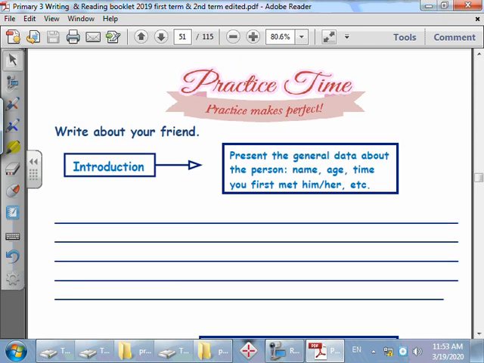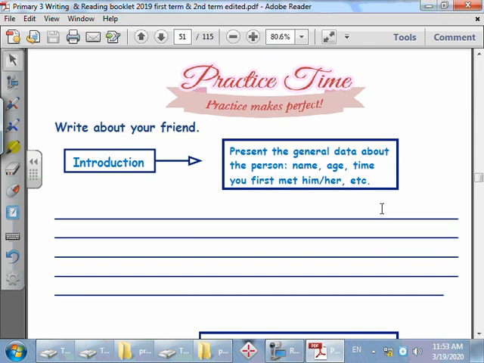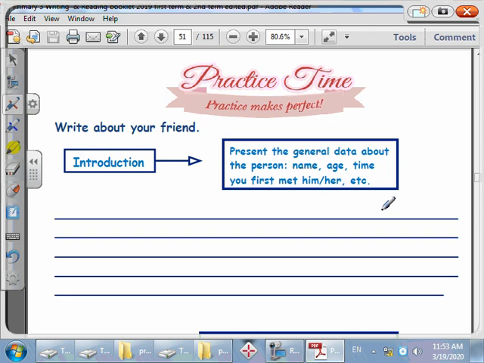Now it's your turn to practice. Now here it says, write about your friend. First, we're going to present general data about the person: name, age, time you first met. So you're going to start the introduction, of course, by writing what? The title. Excellent. So the title will be what? About. Sorry, I will write on the line. So the title will be about my, and the title needs to be in capital.